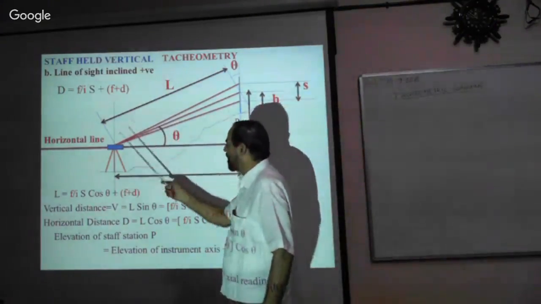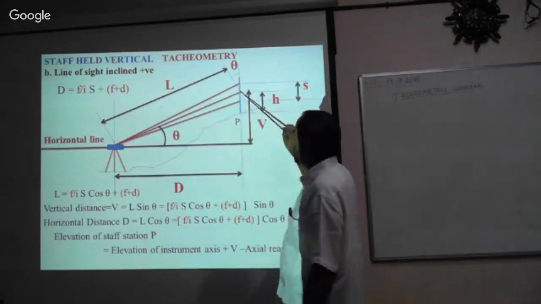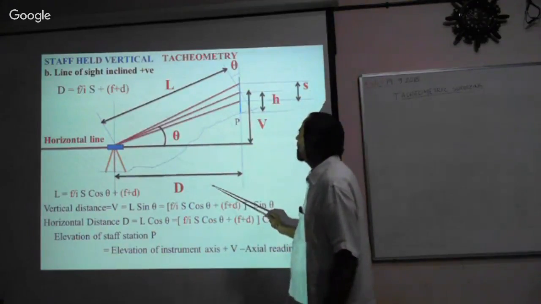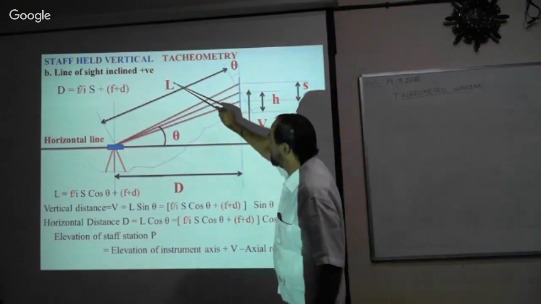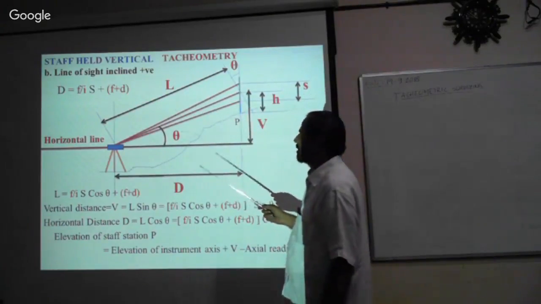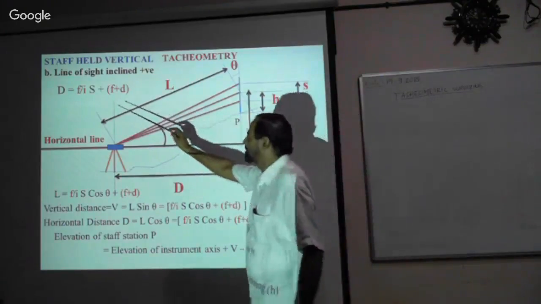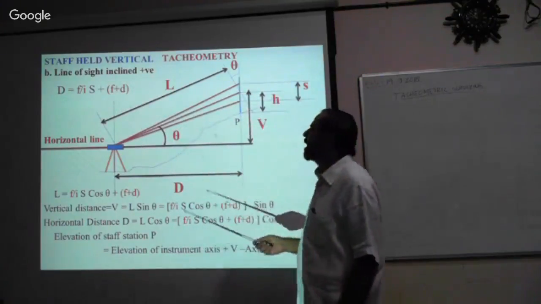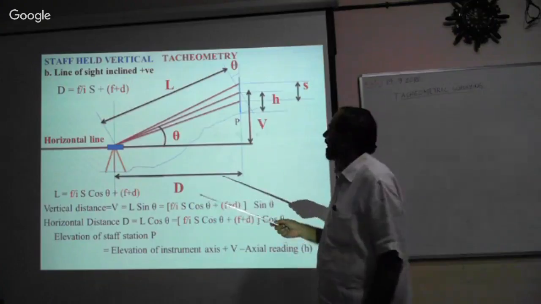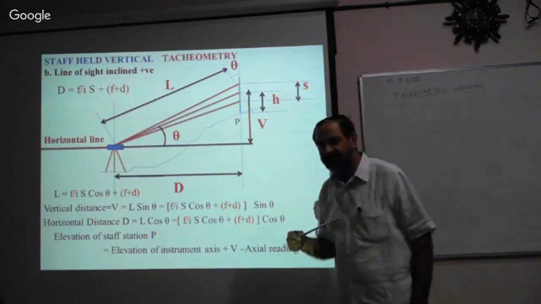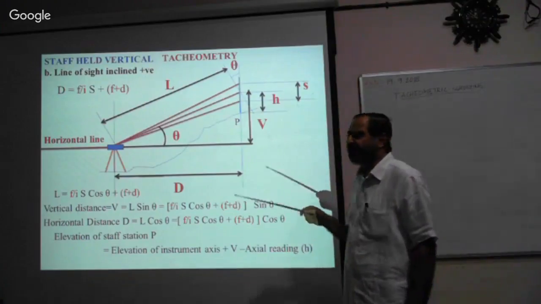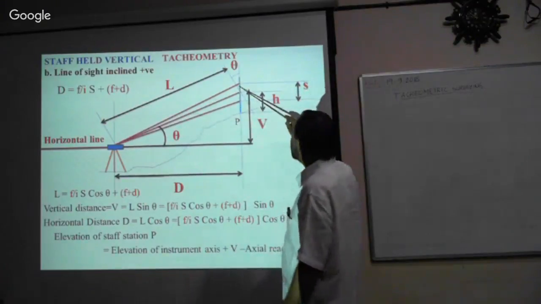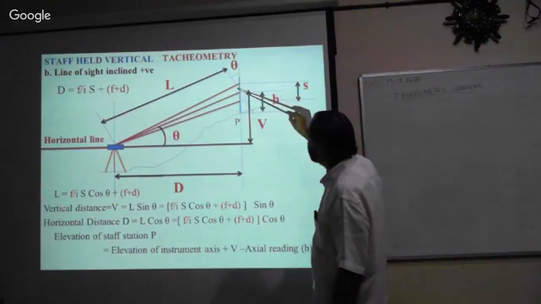The same equation we have modified, and we are applying it, but not for D. It is not possible to calculate the D, isn't it? Therefore we are calculating the L. Our original equation, that is the length formula, is applicable for normal sights, isn't that? Normal sight means the line of sight is perpendicular to the stop reading. But in our case the line of sight is inclined, therefore this S is modified into S cos theta.